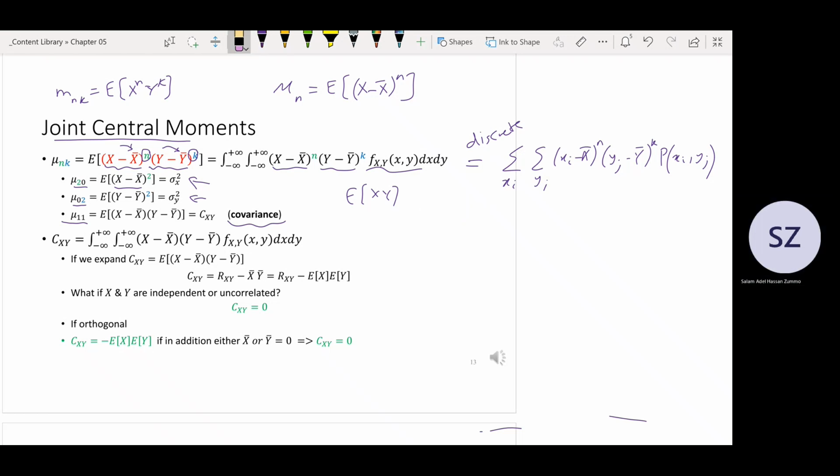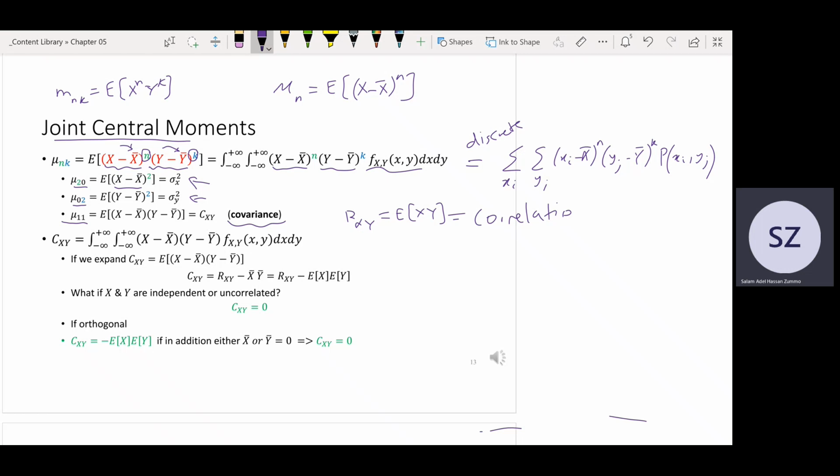Now let's go back here. So we call this the covariance. If you remember the expected value, just to connect them, RXY: what was it? Expected value of xy. We call this correlation, right? Correlation, because it gives you how related the two random variables are.